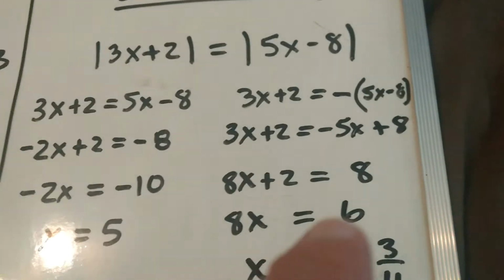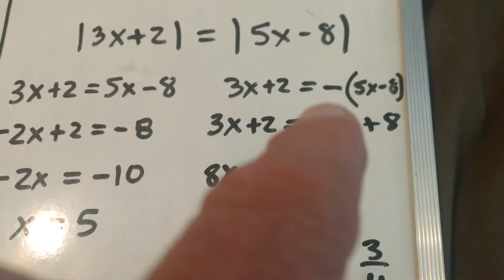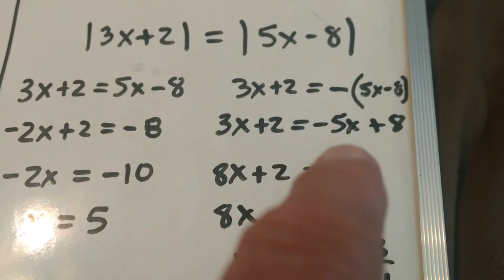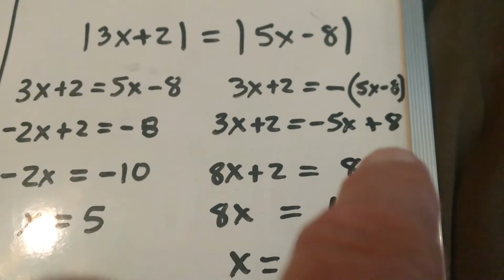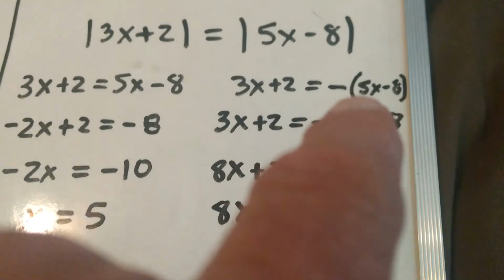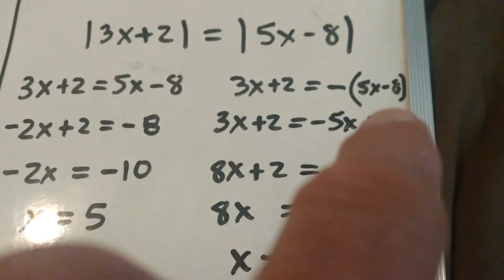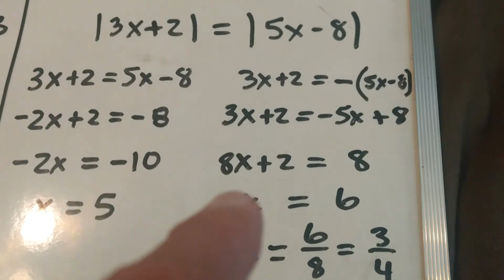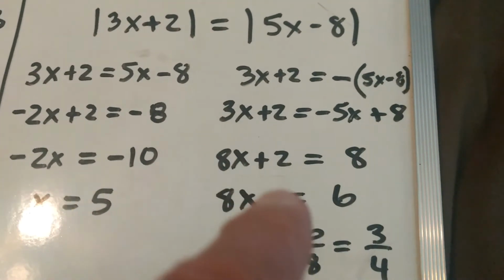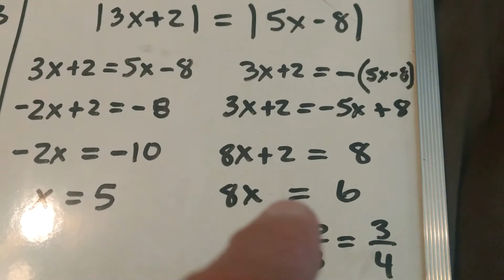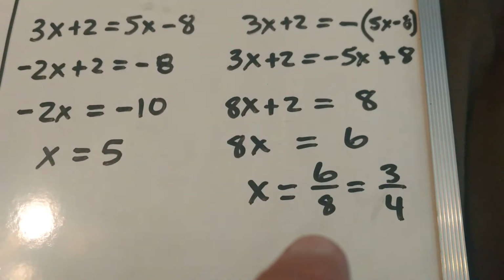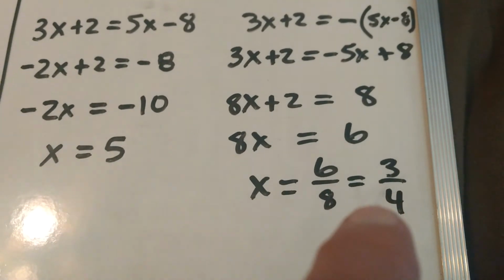Works. Coming over here. First thing I got to do is distribute this negative. So this becomes 3x plus 2 equals negative 5x plus 8. Don't forget to distribute to both terms in the parentheses. Add the 5x over, I get 8x plus 2 equals 8. Subtract the 2, I get 8x equals 6. Divide by the 8, I get 6 over 8, which reduces to 3/4.